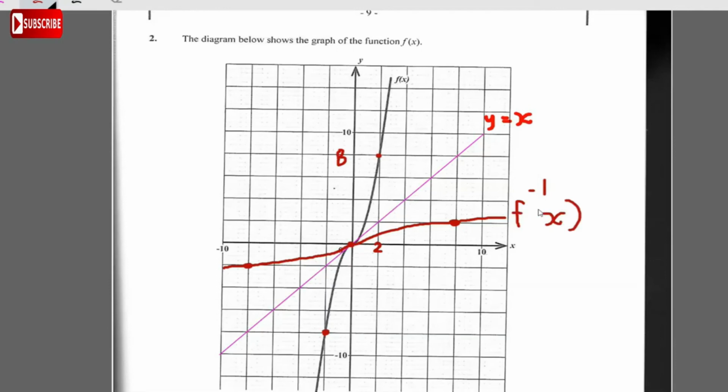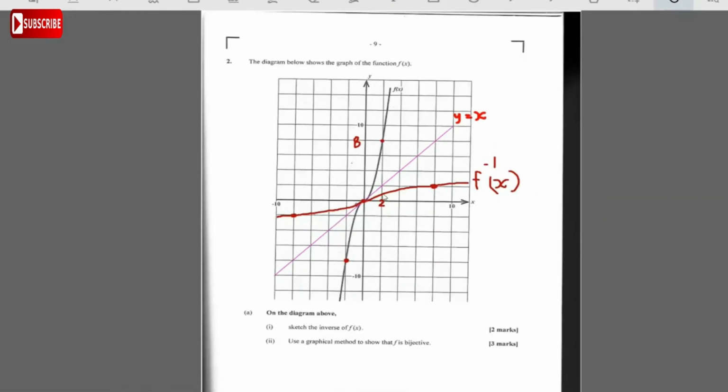Nice and easy, very easy question. All you had to do was reflect this in the line y equals x. Just reflect the graph in the line y equals x. Now it says use a graphical method to show f is bijective. So using a graphical method, the first thing to be bijective is one to one. So we're going to do the horizontal line test to show that it is one to one first.